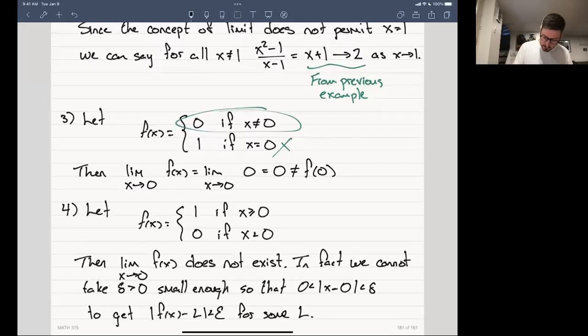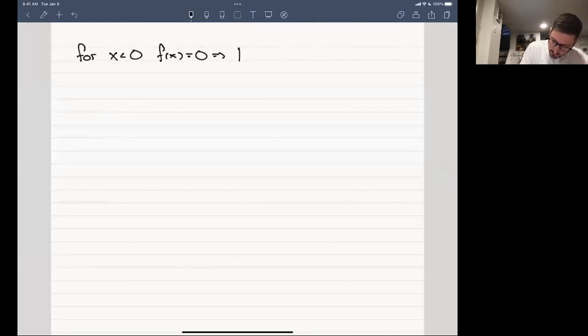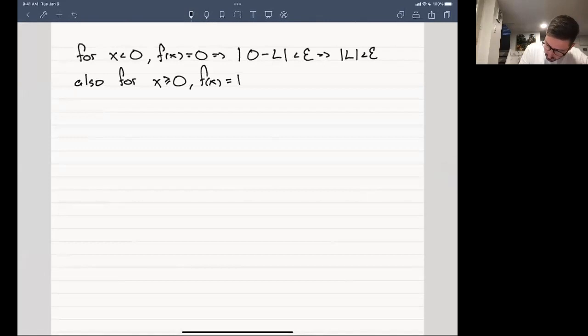Well, because, so let me go to the next page. So for x less than 0, f of x is equal to 0, which implies that |0 − L| is less than epsilon, which implies that the absolute value of L would be less than epsilon. But also, for x greater than or equal to 0, f of x is equal to 1, which implies that |1 − L| is less than epsilon.